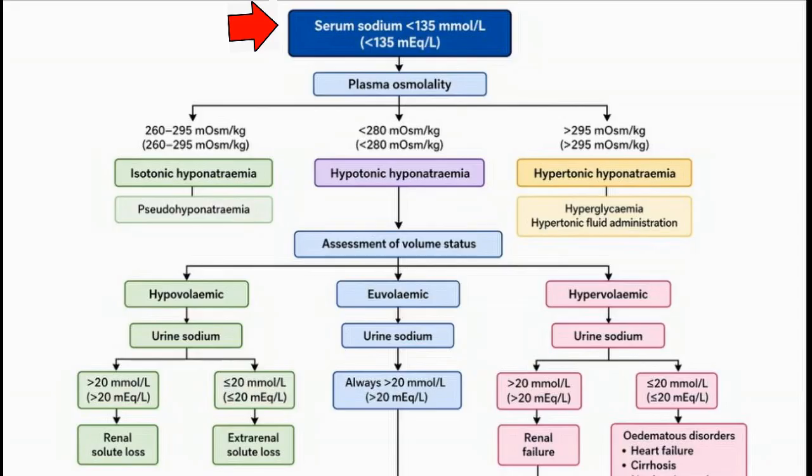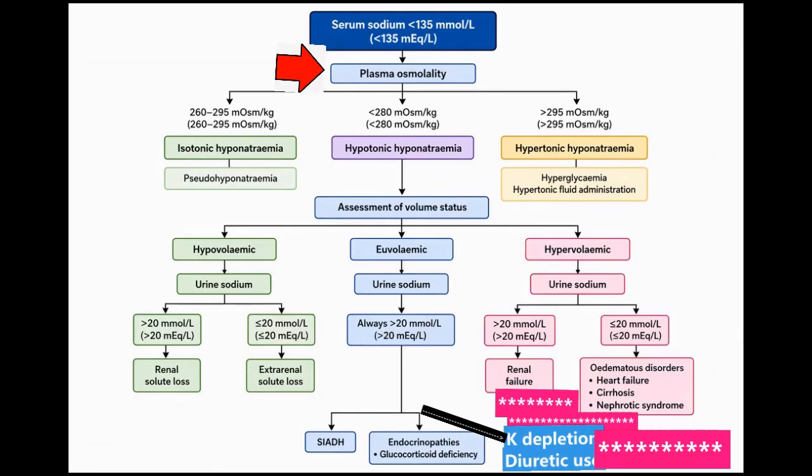Once hyponatremia is confirmed, don't jump immediately to the cause. The first investigation is to measure the plasma osmolality, because not every patient with low sodium has true hypotonic hyponatremia. Step 2. Measure plasma osmolality. There are three possibilities. A.